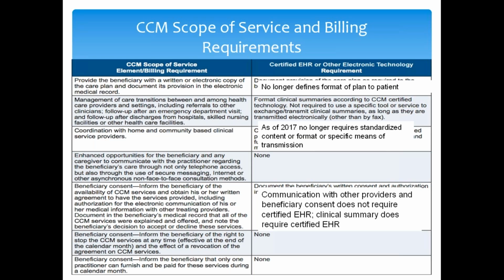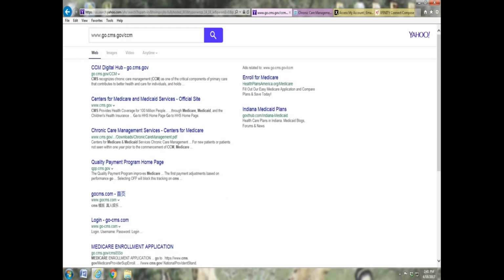The scope of services, the electronic copy of the care plan and the document originally had stiff requirements as to how to be in there and how to follow a specific format. That was dropped. Again, the coordination of care with home and community-based clinical service providers, which required an EHR and sending it all electronically, got dropped. And the beneficiary consent and other communications back and forth, again, do not require the certified EHR. However, the clinical summary that you have for the patient has to be on a certified EHR. So most of these changes really occurred with the fact that we are not yet up to the point where we can freely communicate back and forth. It's not like email or messaging or anything like that you have on your little iPhones and stuff. So all those requirements were dropped, and you can see that they're much more reasonable than they used to be.